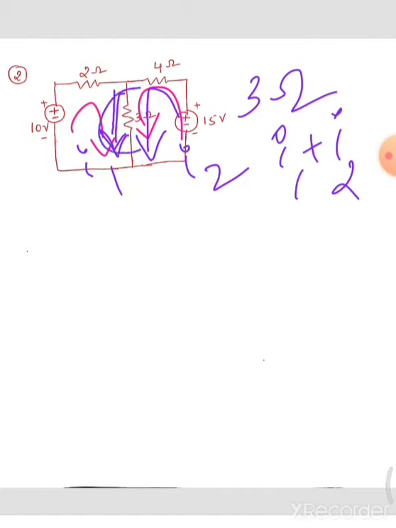Whenever you are taking the current through or voltage across the 3 ohm resistance, you are supposed to be careful about the current which is flowing through that 3 ohm. Now it is not I1 minus I2 nor I2 minus I1. It is together current flowing, that is I1 plus I2. Okay, this is a simple difference between the earlier solved problem and this type of problem.